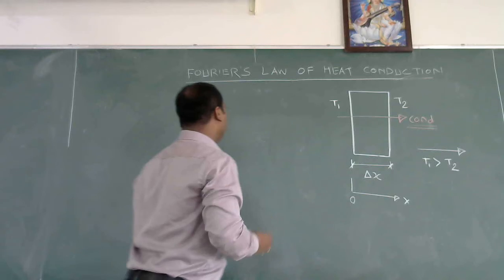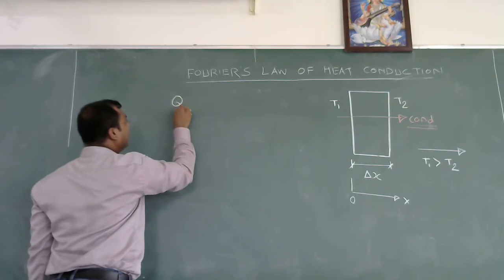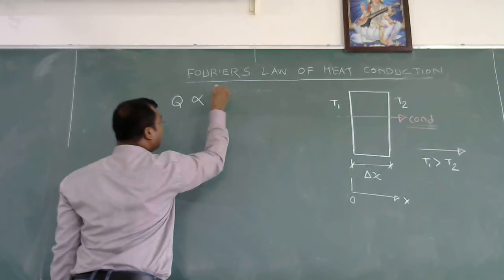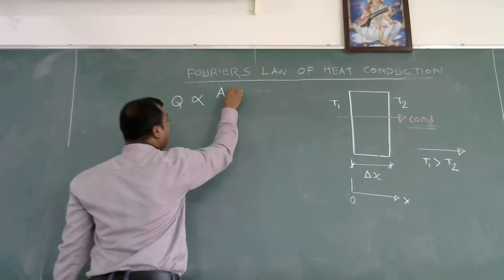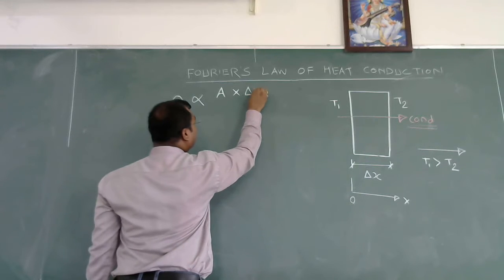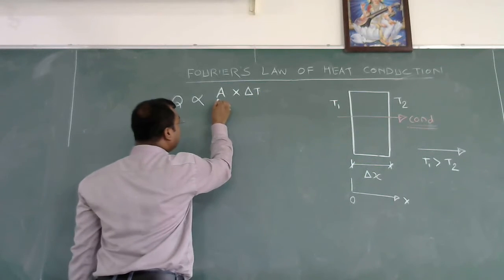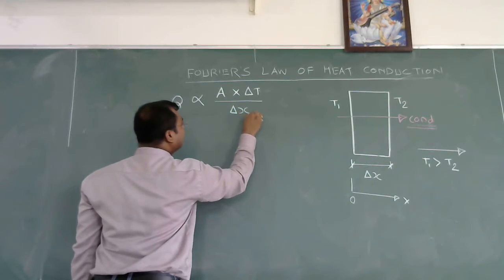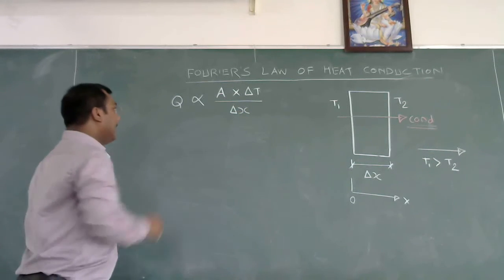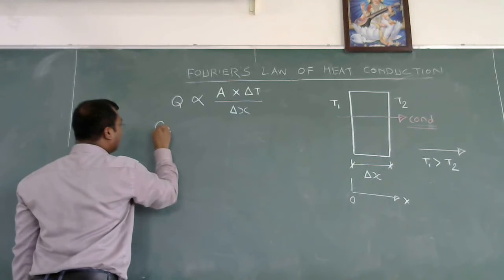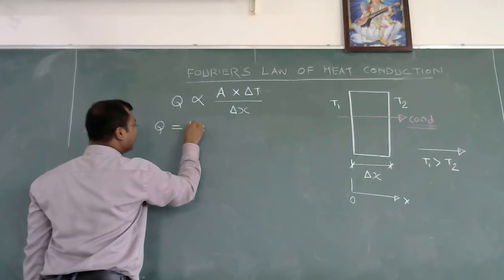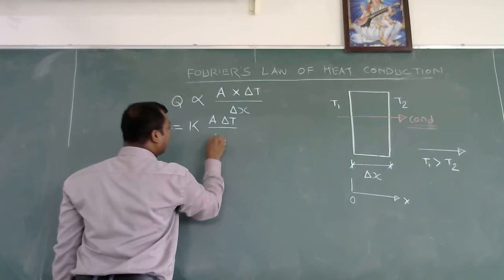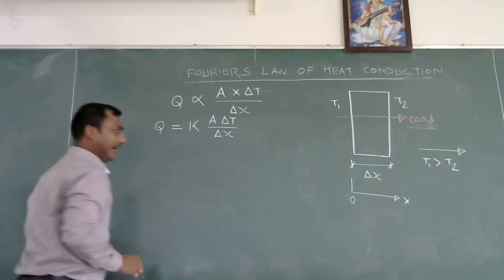Now it is found that the rate of heat transfer Q is directly proportional to the cross section area perpendicular to this direction. Again, it is directly proportional to the temperature difference between the two boundaries, but it is inversely proportional to the thickness of this material. So I can write Q is equal to some constant K into area into delta T, temperature difference, over thickness delta X.